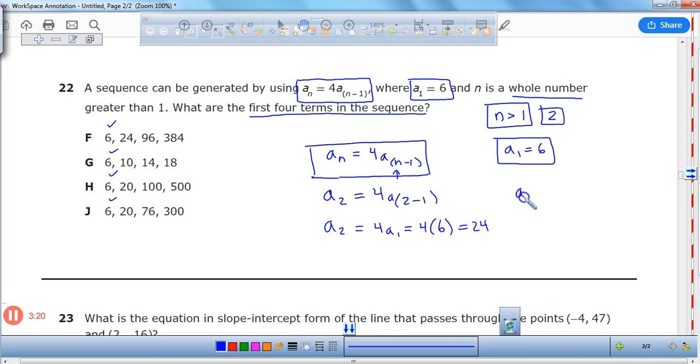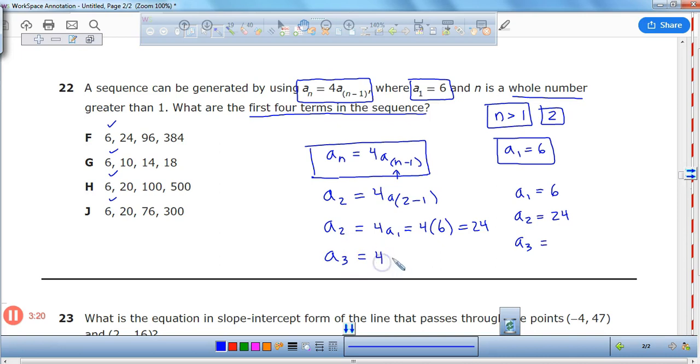So what was our first term? Our first term is equal to 6. What is our second term equal to? 24. What is our third term equal to? So here's how you would write it. For n, you would plug in a 3.